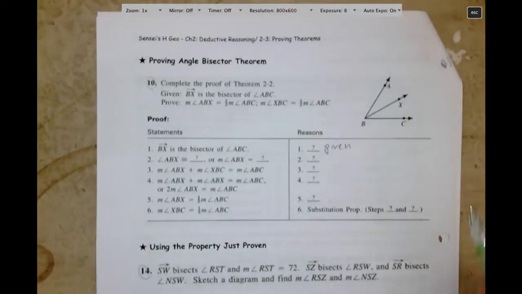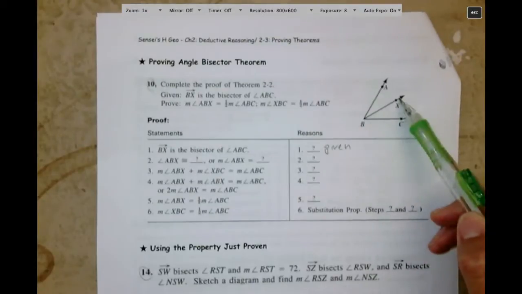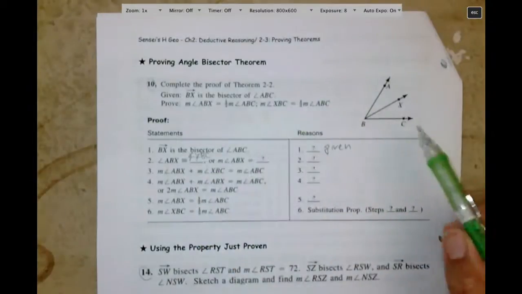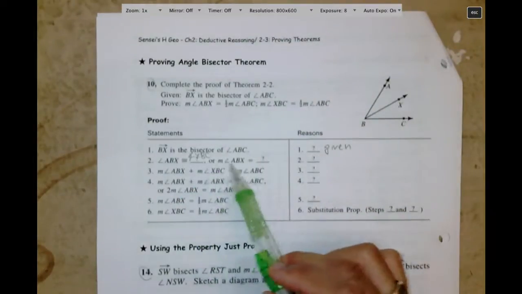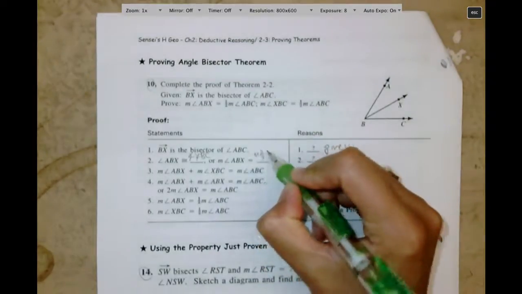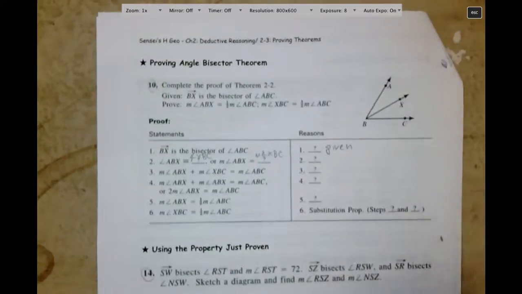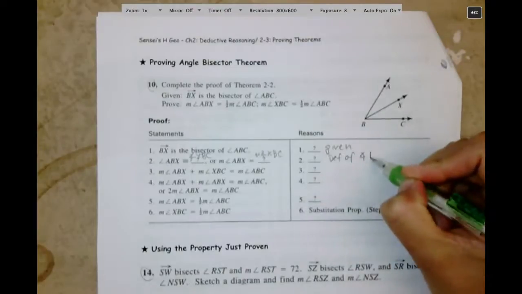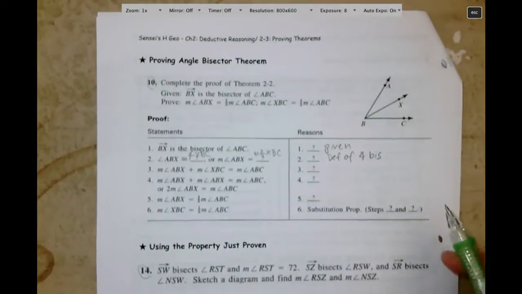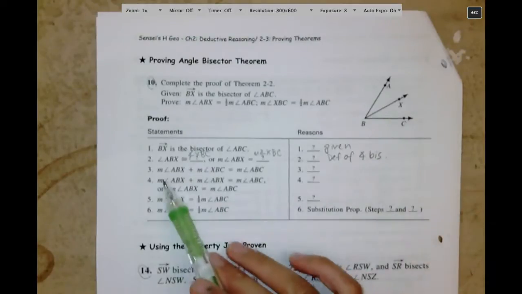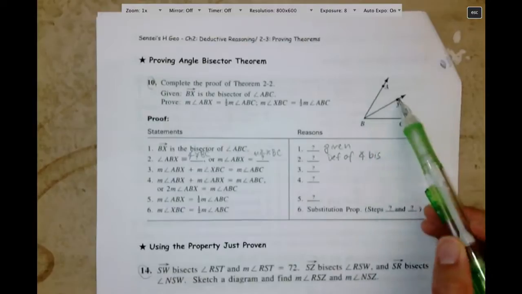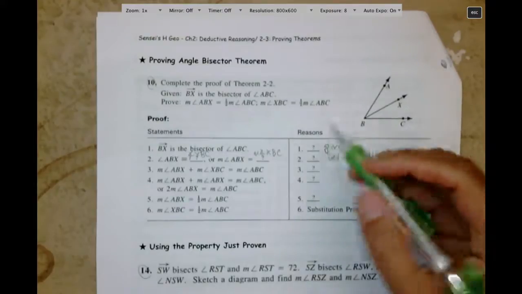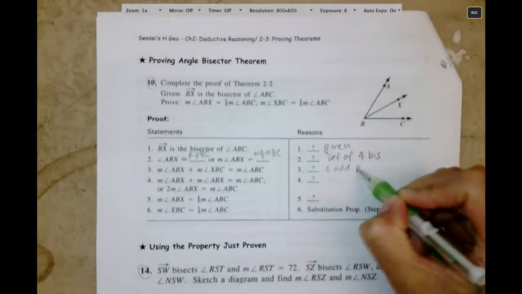And angle ABX is congruent to angle XBC. And if the angles are congruent, then the measures of the angles are the same: measure of angle ABX equals measure of angle XBC. That's the definition of angle bisector. And measure of angle ABX plus measure of angle XBC equals measure of angle ABC. And that is the angle addition postulate.